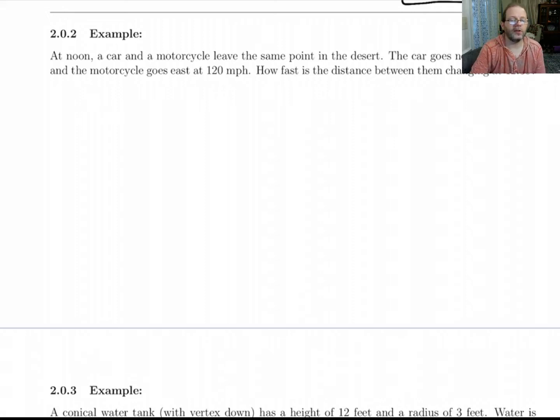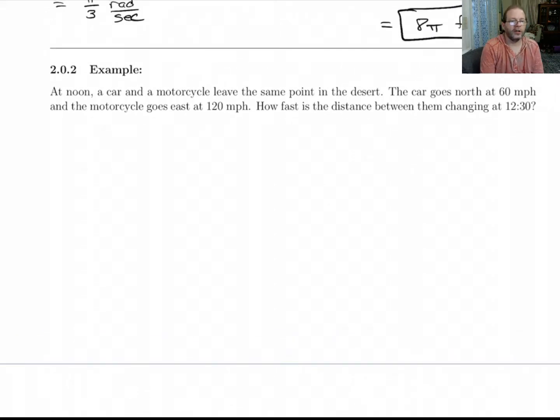Okay, we got another video, another problem here. At noon, a car and a motorcycle leave the same point in the desert. The car goes north at 60 miles per hour, and the motorcycle goes east at 120. How fast is the distance between them changing at 12:30? All right.